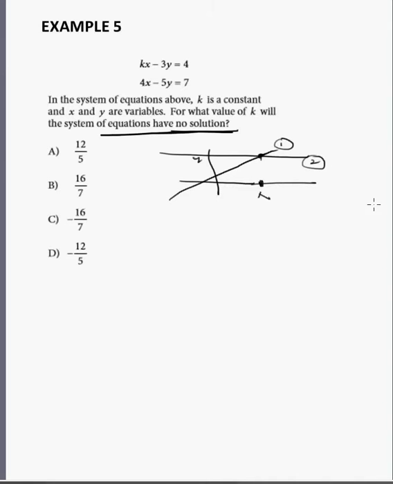If they have no solution, what does it mean? That means they are parallel. That means the two lines are parallel to each other. If they are parallel, that means they have the same slope. So when you have systems that do not meet, that means they have the same slope. So in this particular case, your best bet is to arrange this equation in the slope-intercept form and just compare the slopes.